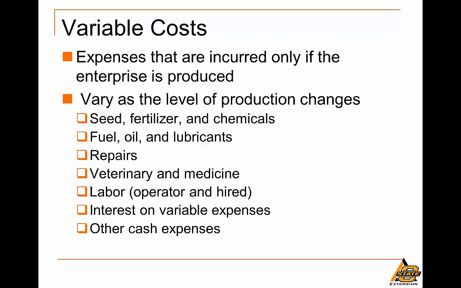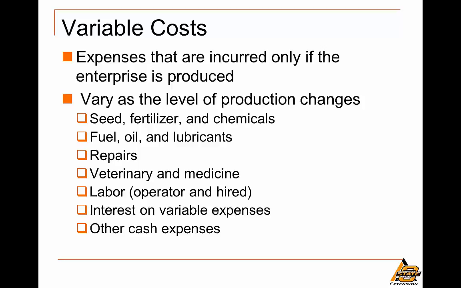The next component is variable costs, otherwise known as operating costs. Variable costs are those operating inputs that vary as the level of production changes. They are items that will be used during one production period. Some examples are shown here. One special note: many times no differentiation between owner-supplied or hired labor is assumed.